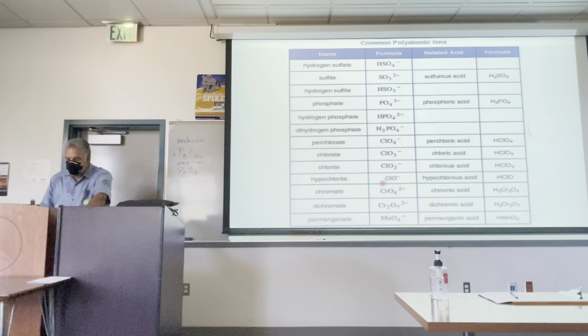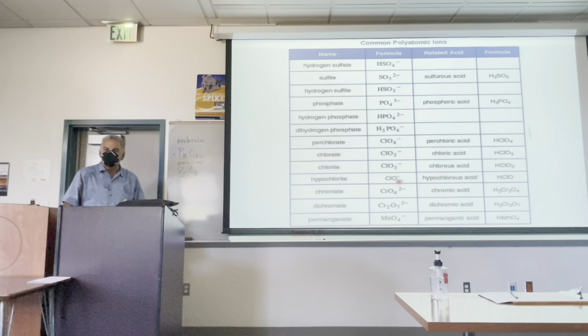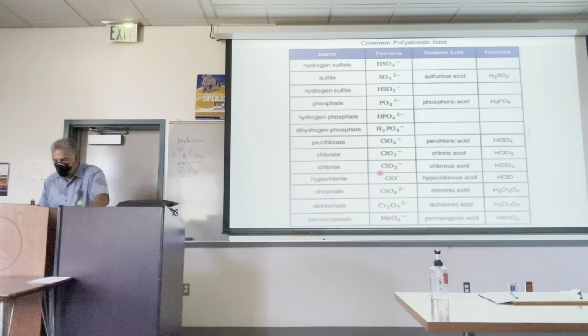chlorate ClO3-, chlorite ClO2-, and hypochlorite ClO-. That's a great one to learn, right? Because it's just an iteration of 4, and they're all 1-. I like to make compounds with those. Chromate CrO4 2-, I like to make either a compound with chromate or dichromate on the test. Permanganate, MnO4-. These two are transition metal complexes, right? And ions.